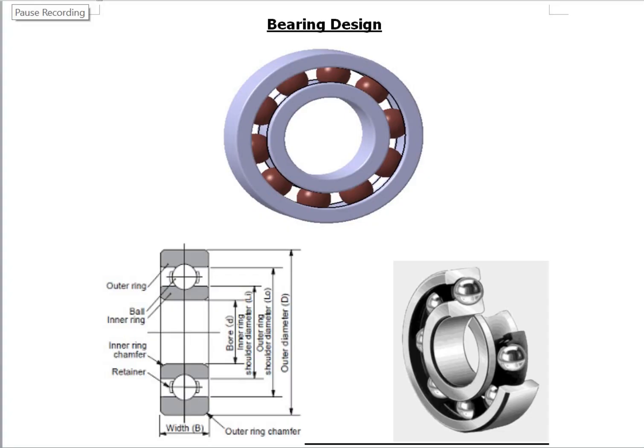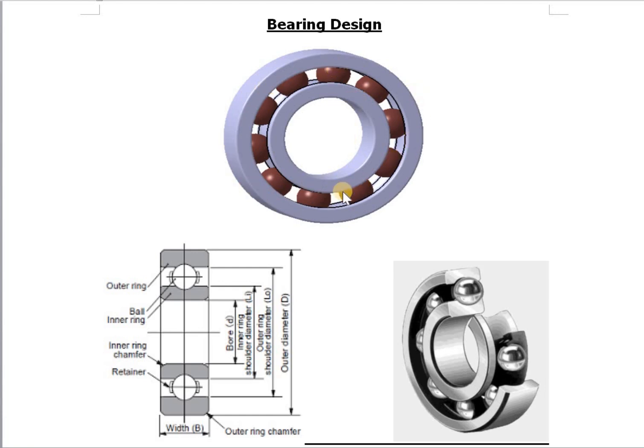Hello friends, today we are going to discuss the bearing number that is grouped into the bearing sizes. We want to know what it means and how we can convert its digits and letters into essential technical specifications.